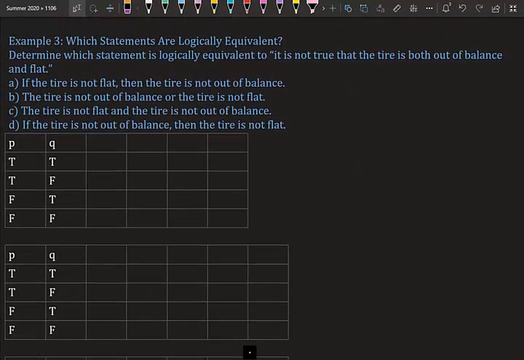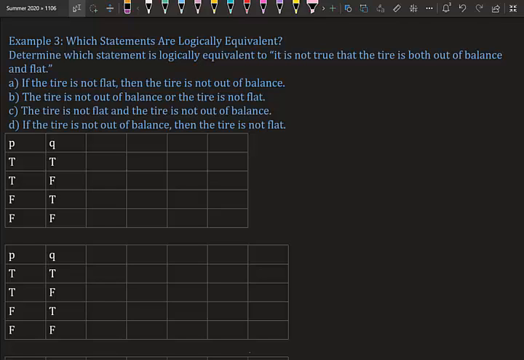Alright, determine which statement is logically equivalent. It is not true that the tire is both out of balance and flat. So we're given 4 statements. We need to figure out which one or which ones are equivalent to the statement that we're given. Sometimes it's hard to tell, because if we start reading the original statement, it is not true that the tire is both out of balance and flat. So the statements we're seeing if are equivalent.